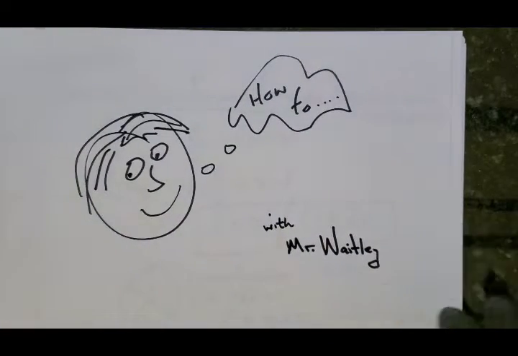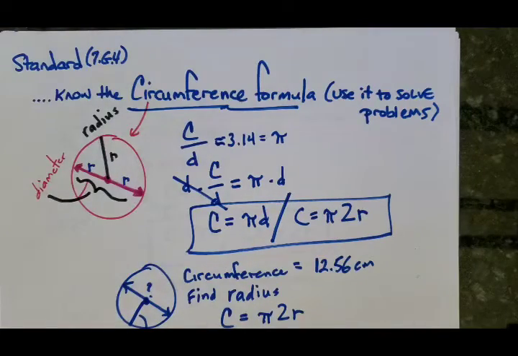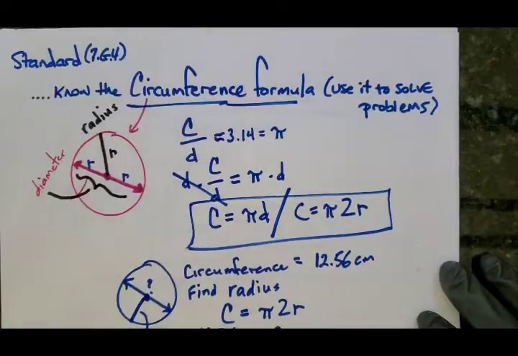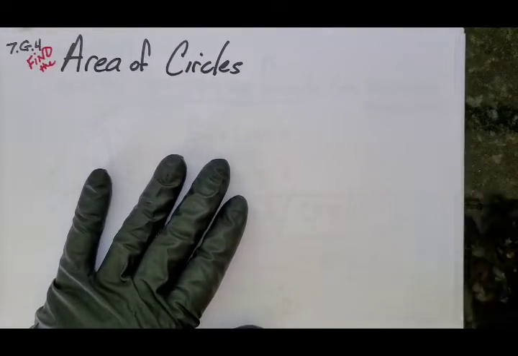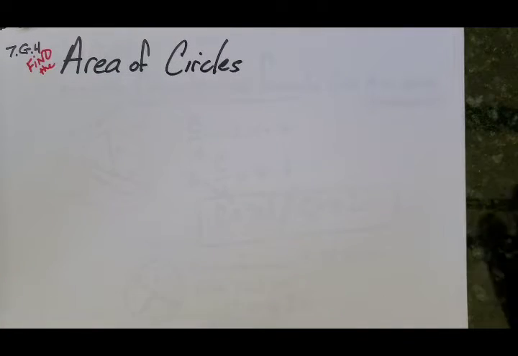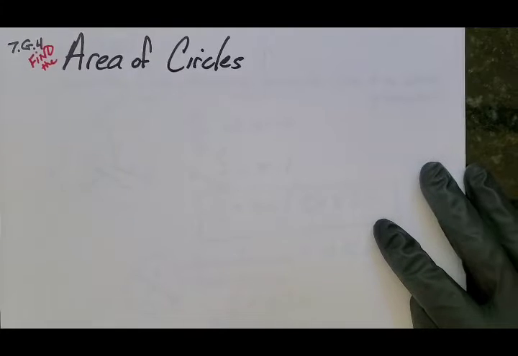Yesterday we looked at knowing the circumference formula and finding the circumference of a circle. This is a continuation of standard 7.G.4, where 7th graders are asked to find the area of a circle, given a few conditions. Well, you saw the video on where the area formula of the circle was derived from.